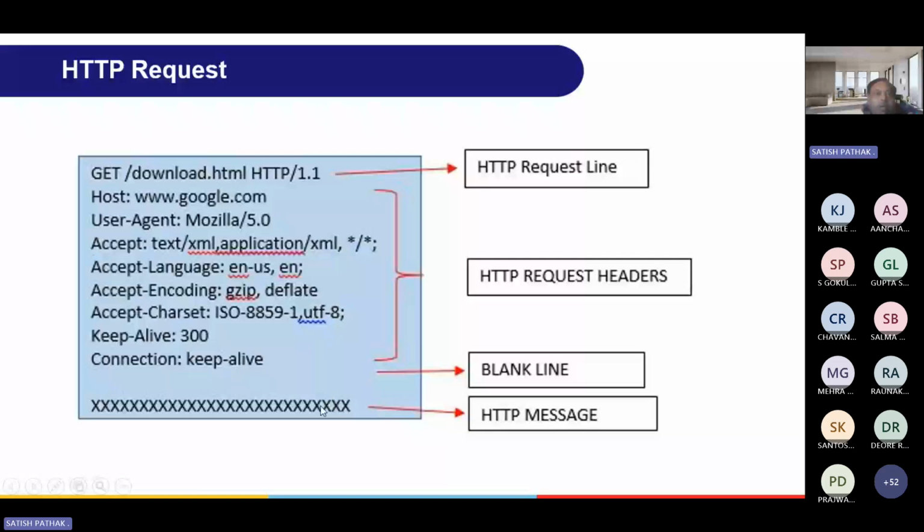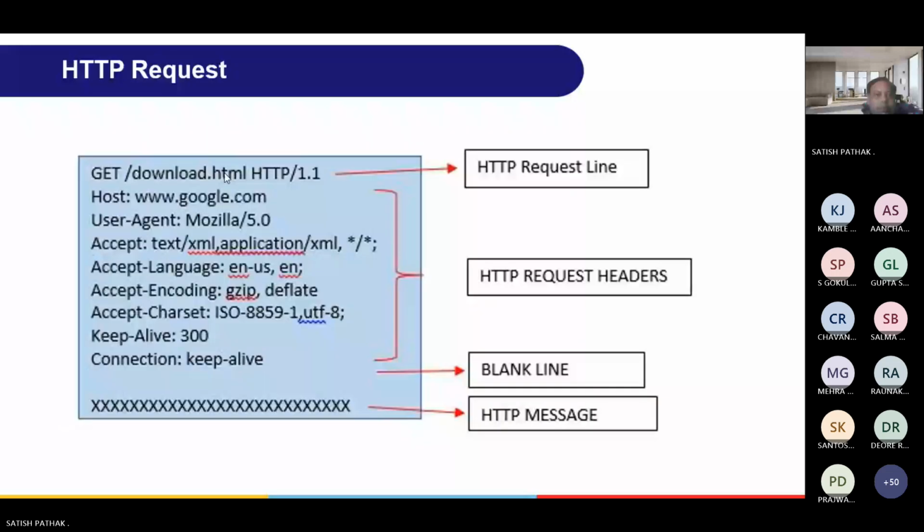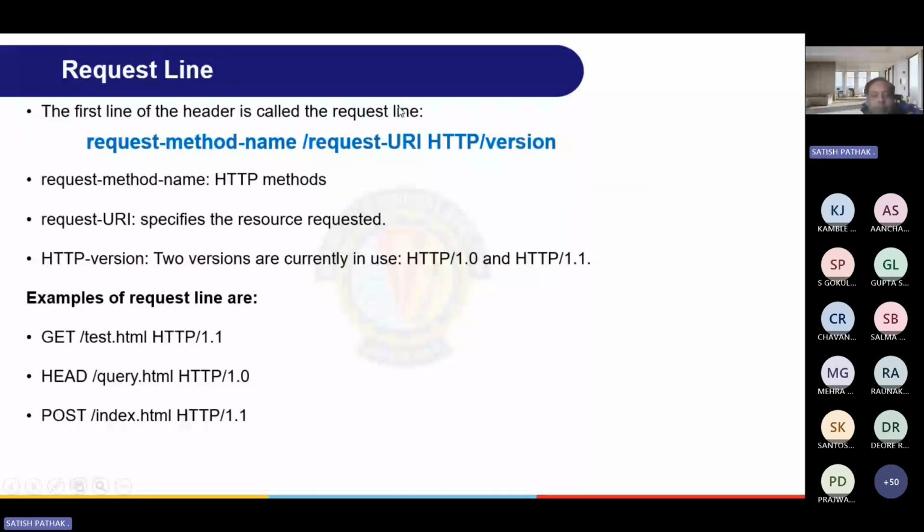So the first line in the header is called the request line, with the request method name. We're going to see this in more depth now, like this one they're talking about. Request method name, HTTP method. It has been mentioned here as GET.